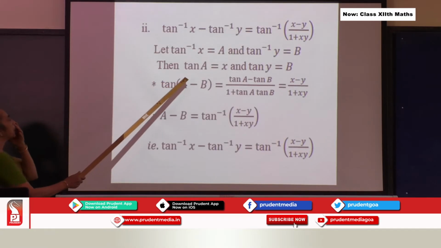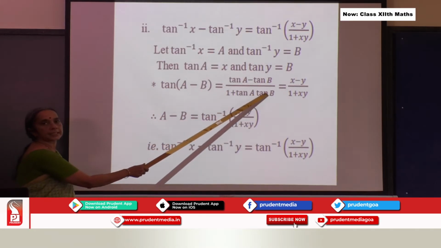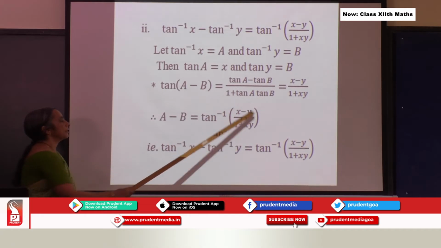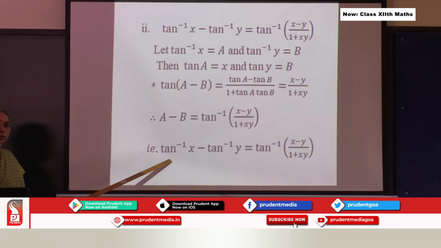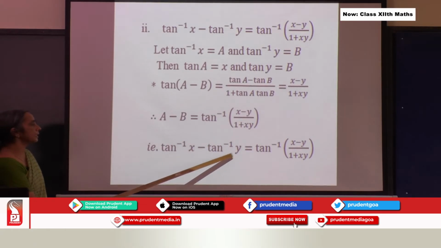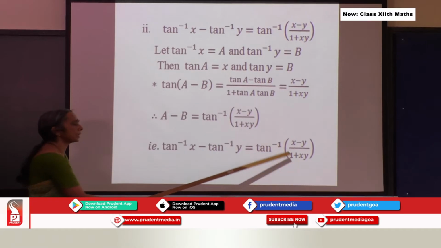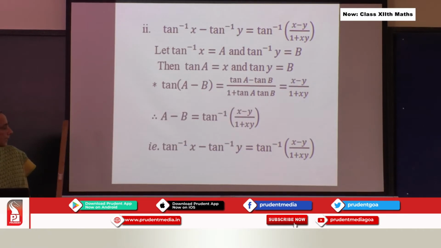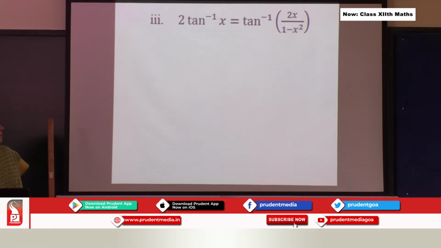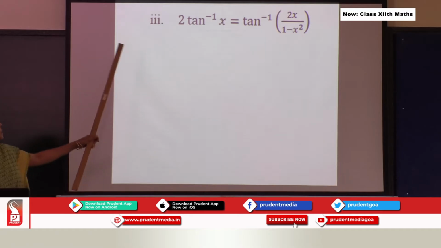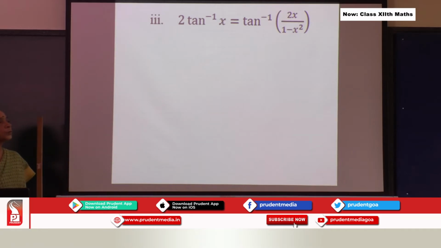And you already know tan of A minus B, tan A minus tan B upon 1 plus tan A tan B. From that we will get tan inverse of x minus tan inverse of y is tan inverse of x minus y upon 1 plus xy. And 2 tan inverse of x is tan inverse of 2x upon 1 minus x square. Here which trigonometric formula we have to recall?